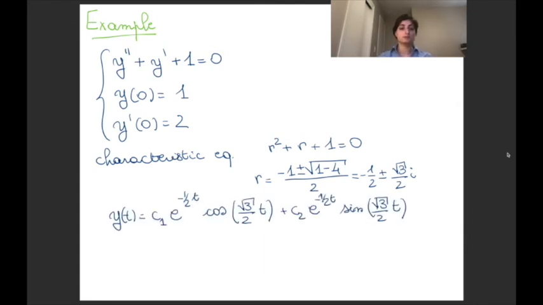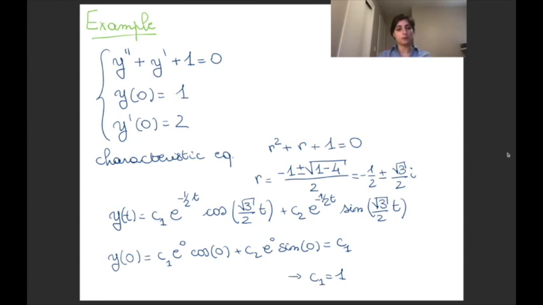So we have a complex exponent of our exponential. So our solution is in the form C1 exponential of the real part of r, so exponential of minus 1/2 t, cosine of the imaginary part, cosine of square root of 3 divided by 2 multiplied by t, plus C2 exponential of the real part, so exponential of minus 1/2 t, sine of the imaginary part, so sine of square root of 3 divided by 2 times t.